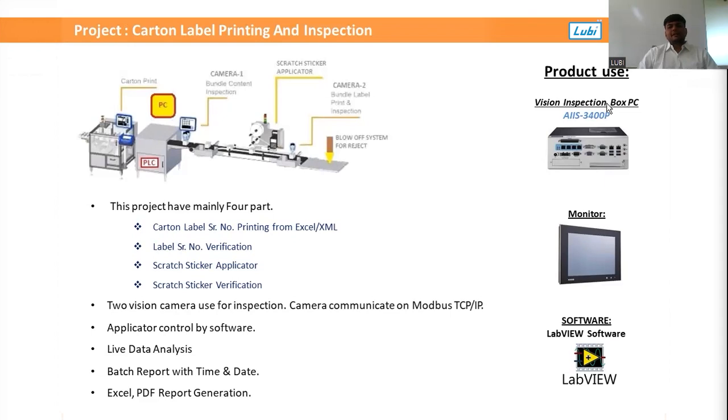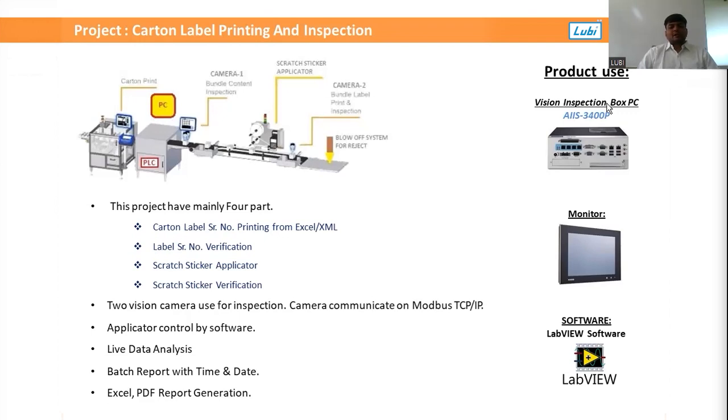In these applications, we have used our vision inspection industrial grade fanless box PC, the AIIS 3400P. Along with this box PC, we have connected our industrial grade monitors, and inside these monitors we have installed an IPC. We have installed our Lubi software, which is LabVIEW based. We have used two cameras for inspection, communicating on Modbus TCP/IP, connected to our vision-based box PC.